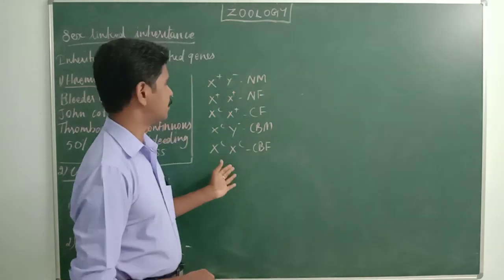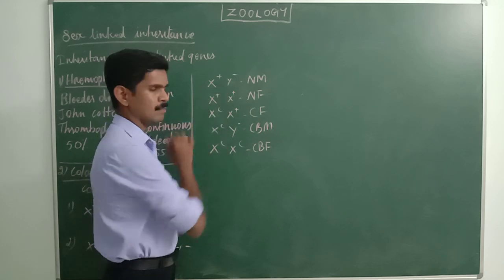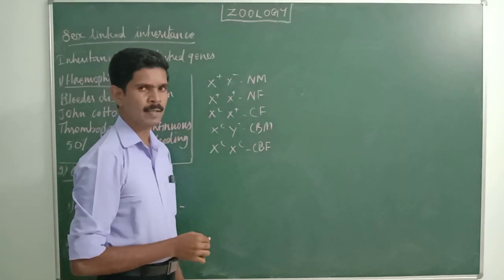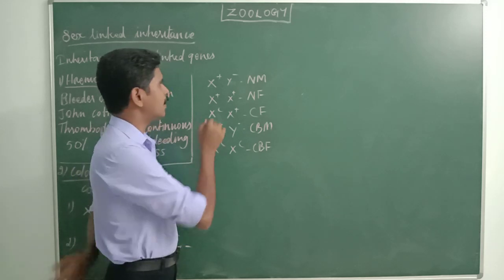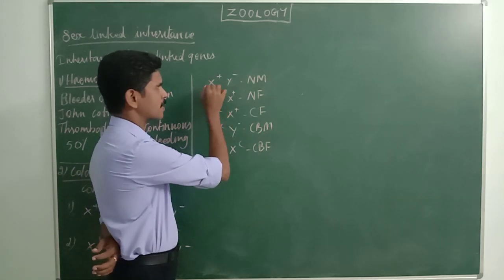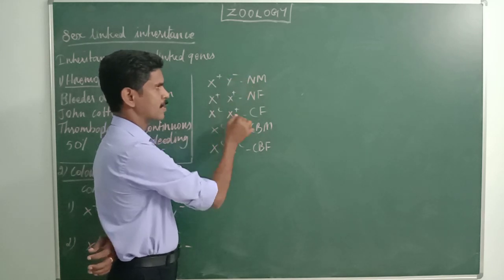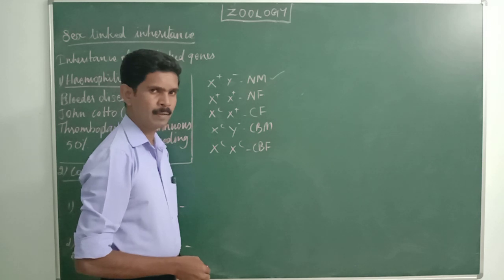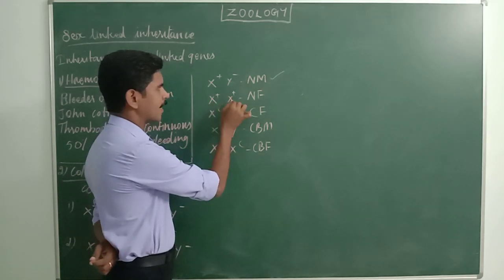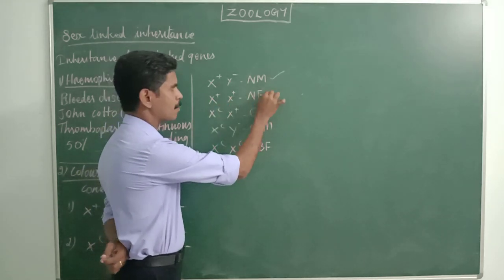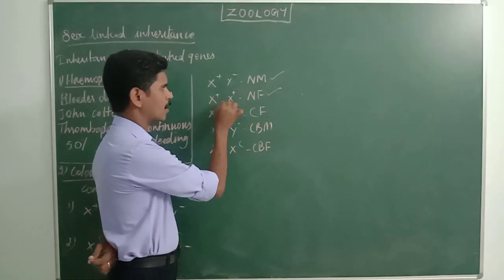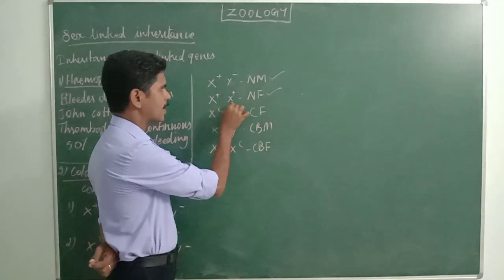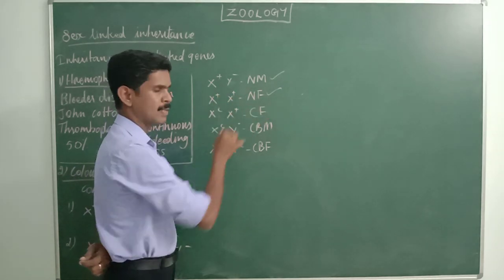Look here: X and Y. These two are the chromosomes present in the male. When the X chromosome is in plus condition and the Y chromosome is in minus condition, that person is a normal man. Then X plus and X plus is a normal female, because females have two X chromosomes. When both X are in plus condition, that female is a normal female.